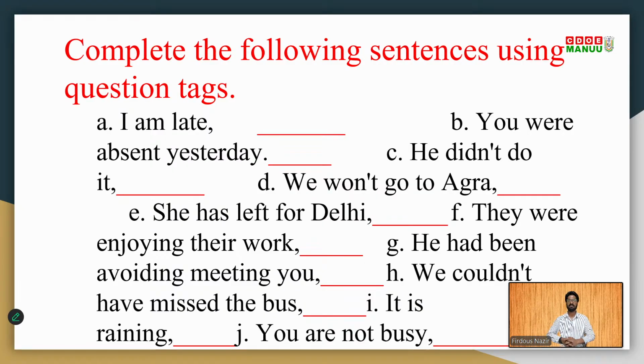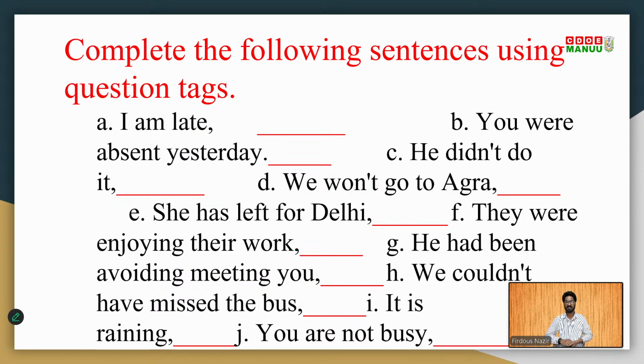He had been avoiding meeting you. Hadn't he? Here, look at number G. He had been avoiding meeting you. Here we have two auxiliaries, had and been. So which one are we supposed to pick? Had. Yes. And this is positive. We are supposed to make it a negative question tag. Hadn't he?